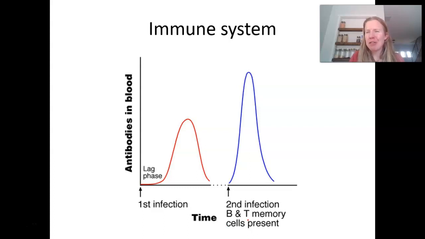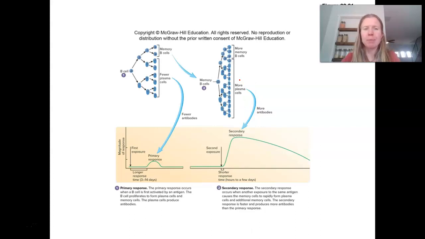The secondary infection, the second time you come in contact with the same antigen, the same pathogen, all of those memory cells that we've been mentioning just boom, immediately are able to respond, right? And so we don't see that lag time, and we see a much more dramatic peak in antibody production. And so this is immunity, right? There's no time to be sick in this one. Your body takes care of it before it can actually cause disease.